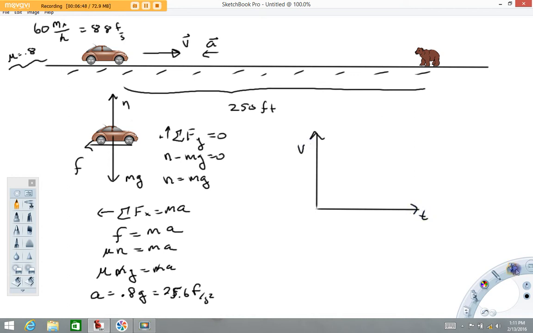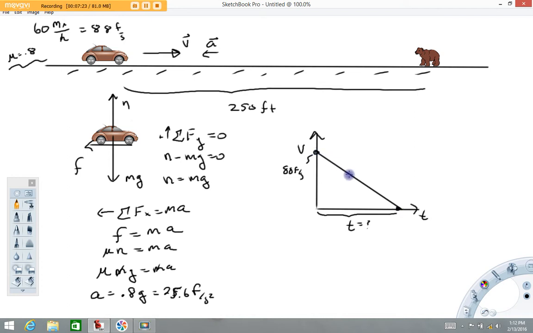And what I'm going to do here is assume the car stops. So I'm going to calculate the total stopping distance for that car, and then we'll just compare it to the 250. So, assuming the car does in fact stop, my velocity graph would look something like this. The first point on the graph is 88 feet per second. The time, I do not know yet. But the final velocity, assuming the car does in fact stop, would be 0.